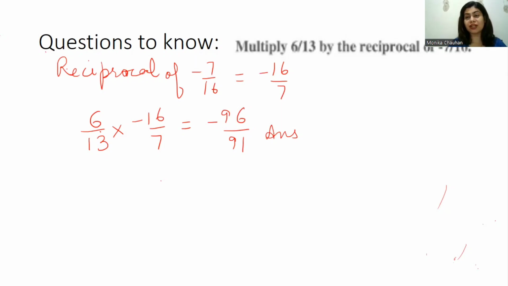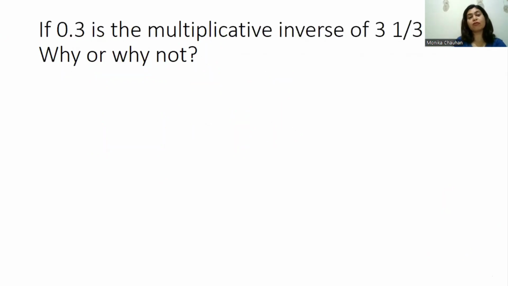Okay, so let's move on to the next one. Is 0.3 the multiplicative inverse of 3 whole 1 by 3? This is actually 3 whole 1 by 3. Now, this is a very good question, and I personally like this question. So is 0.3, first of all, you understand the decimal and the fraction part. How can you write this? 0.3 can be written as 3 upon 10. Do you all agree with this? Yes. Okay, so this is the tenth place, so it means 3 upon 10.